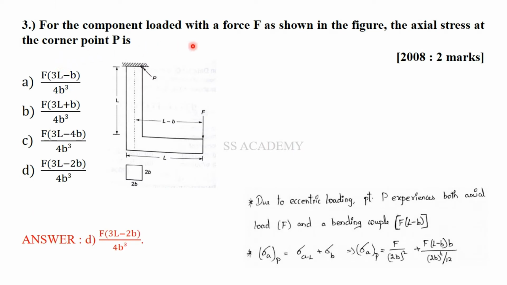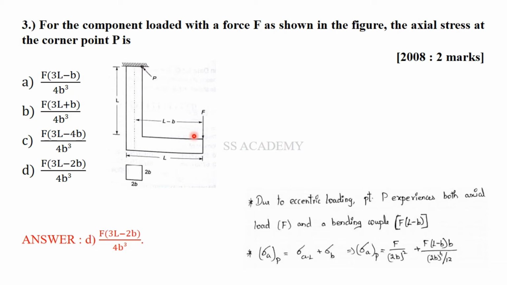For the component loaded with a force F, as shown in the figure, the axial stress at the corner point P is... They have asked the axial stress at this particular point, and they have given the diagram as shown here. And these are the options. It is a 2008 GATE 2 mark question, but it is simply based on the basics of engineering mechanics. Since it is loaded at an eccentricity, you can replace this load. That is, at this point, you have to replace it with a force and a couple.